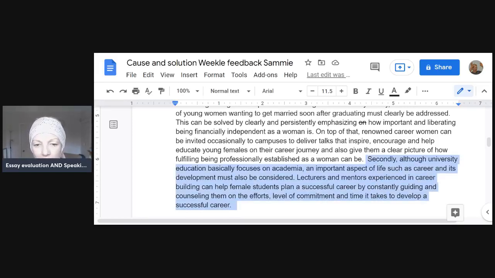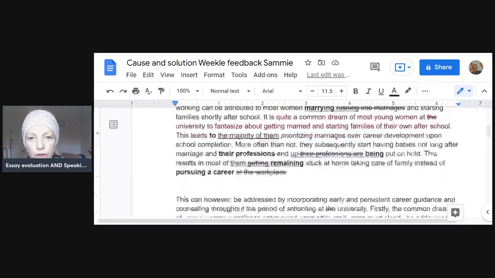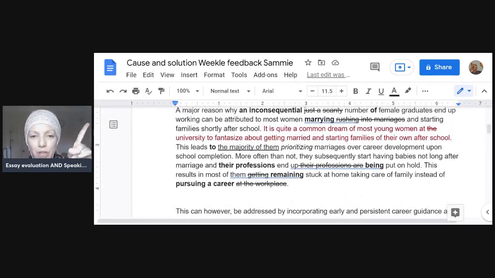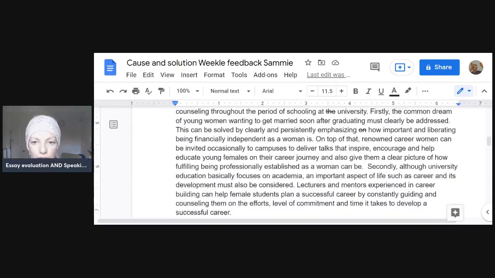How long it takes to develop a successful career, and the first idea is how fulfilling it is being professionally established. Sammy, you don't have time to write 350 words. You don't have time to do it. So you may, but it's more than likely that you don't. I couldn't do it, and do task one as well. So I would possibly omit that second idea. You've only got one cause, therefore having one or two solutions is enough.